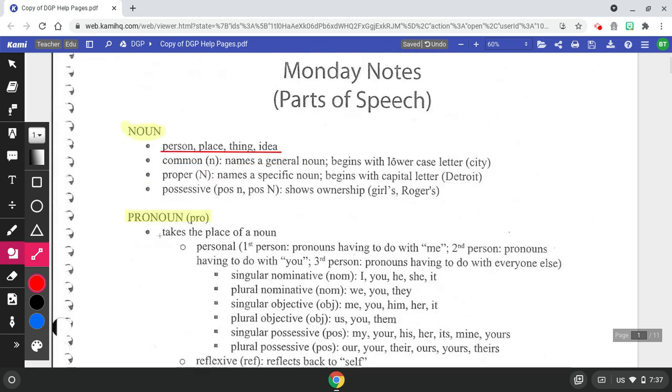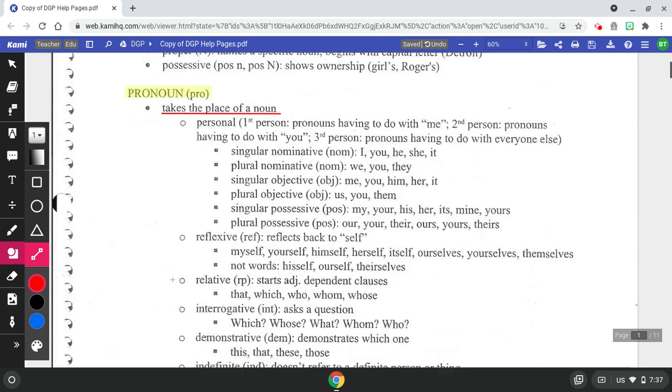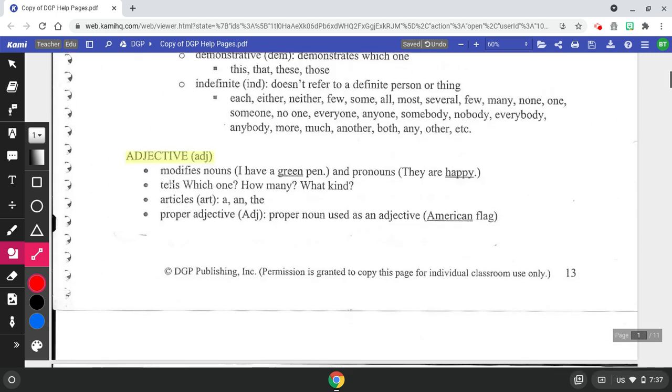All right, pronouns, what are they doing? They are taking the place of a noun. Let's scroll to adjectives or flip the page, go to the bottom of our page. And adjectives, what do they do? How do they function? Well, they modify nouns, and they also can modify pronouns because pronouns take the place of nouns. Moving on.